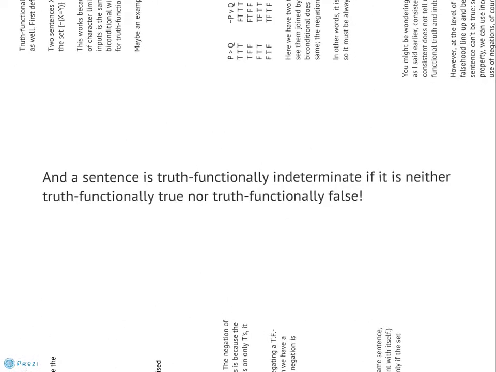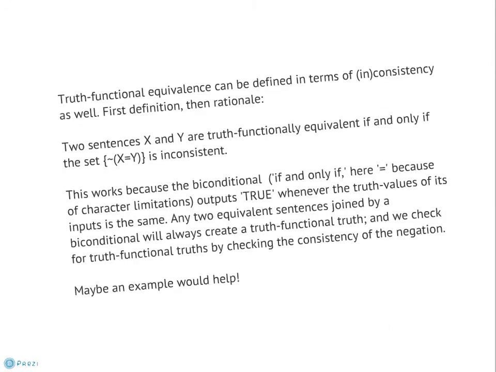Well, we have checks for truth functional truth and truth functional falsity. But if saying X is consistent and saying not X is consistent, then it's neither truth functionally true nor truth functionally false, leaving only indeterminacy. So there's no check for indeterminacy; rather we check for truth functional truth and truth functional falsehood. And a sentence is truth functionally indeterminate if it turns out that it's neither truth functionally true nor truth functionally false. Okay, what about equivalence?